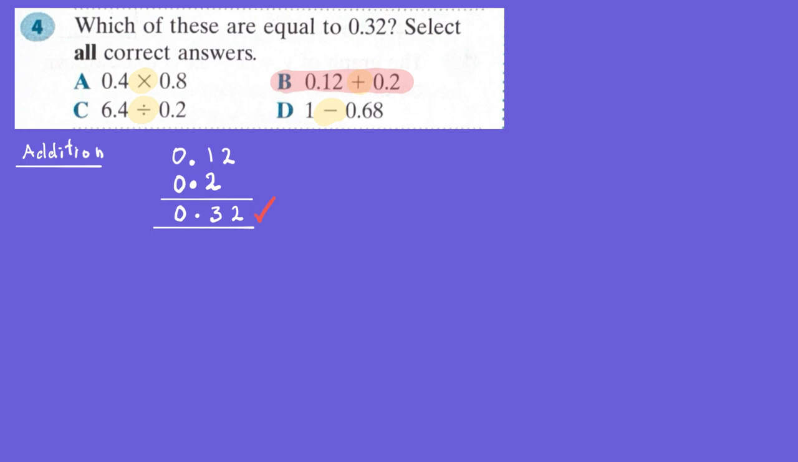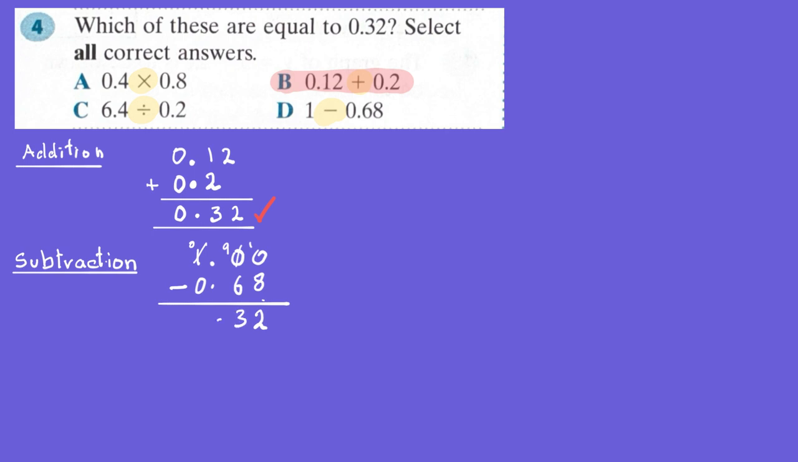Now let's try subtraction. Again, the decimal points must match. 1 does have a decimal point after the 1, and I can put 0 after it. 8 from 0 doesn't go, so we must borrow a 1, and this becomes now 9, and 1 becomes 0 because there was not enough in there. So 8 from 10 is 2, 6 from 9 is 3, the decimal place is here, and 0 from 0 is just 0. And again, we've got 0.32, which is also correct.